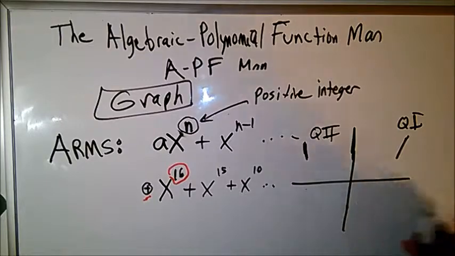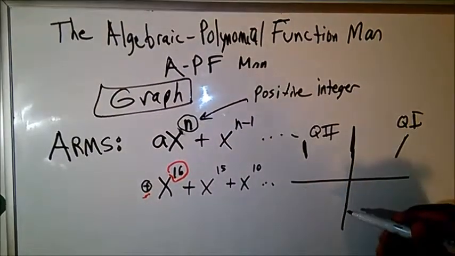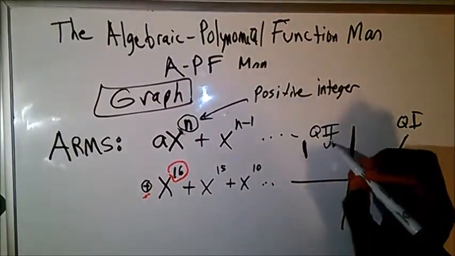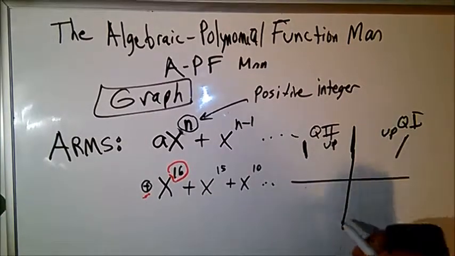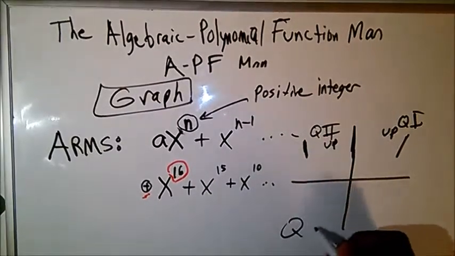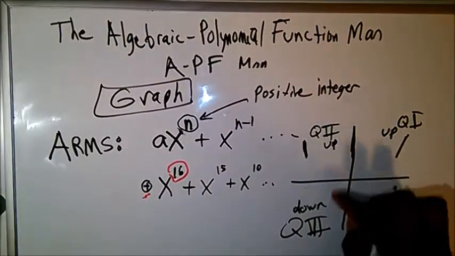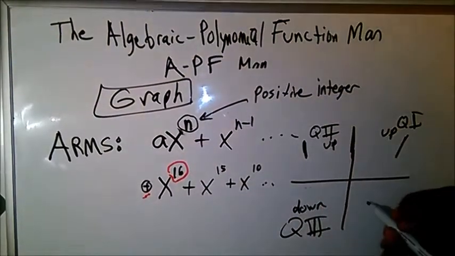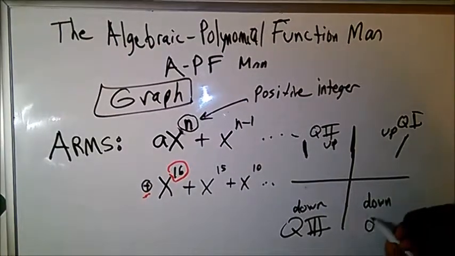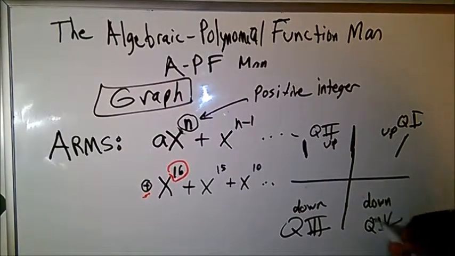Some students get confused when I say up and down. So this is up. This is the up section of a quadrant. This is quadrant 3. This is the down area. Okay, it's below quadrant 2, so it's down. Quadrant 4 also is down.